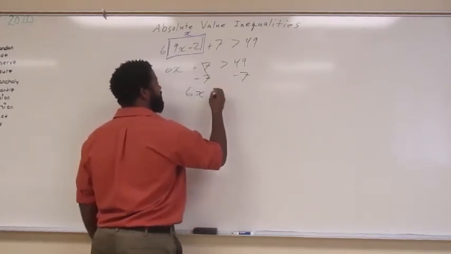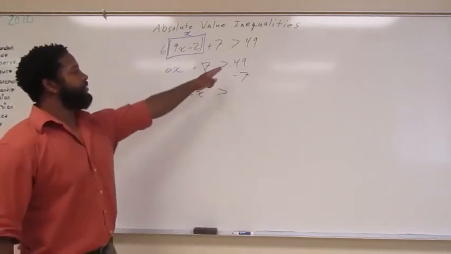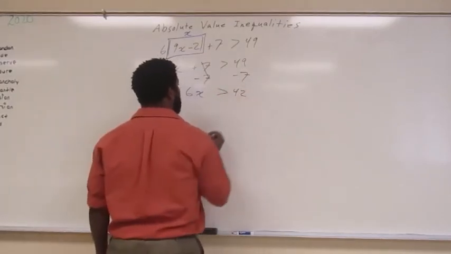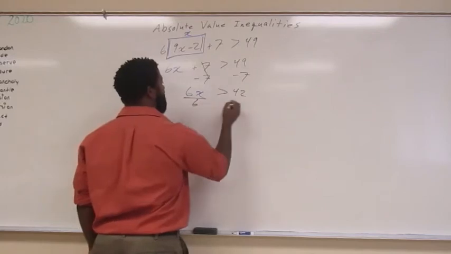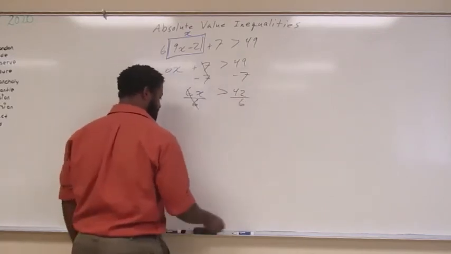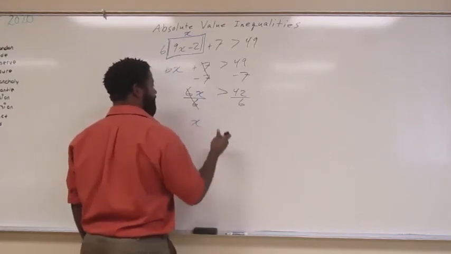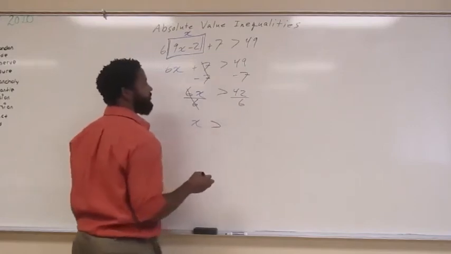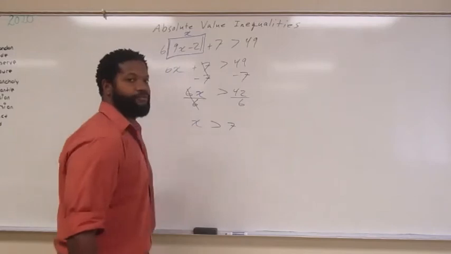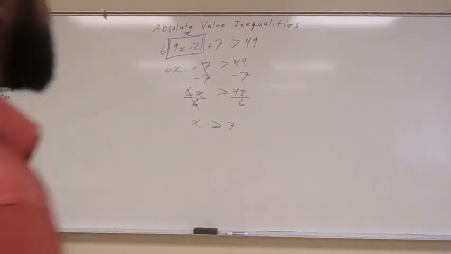That's an ugly greater than sign. There we go. 6x is greater than 42. Divide that 6 to the other side. Boom. Now we have x is greater than what? 7. Okay? X is greater than 7.